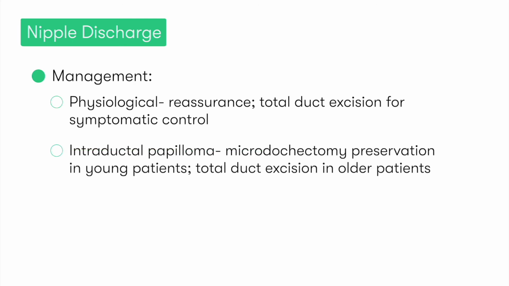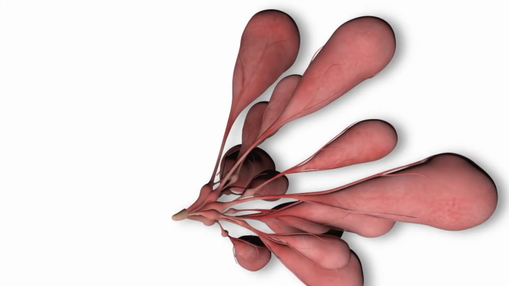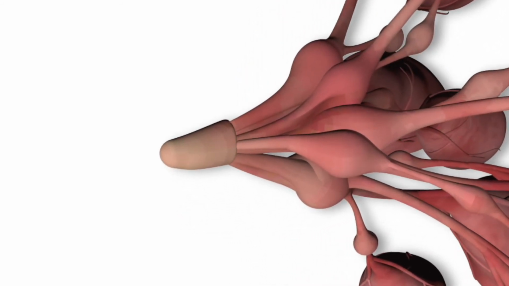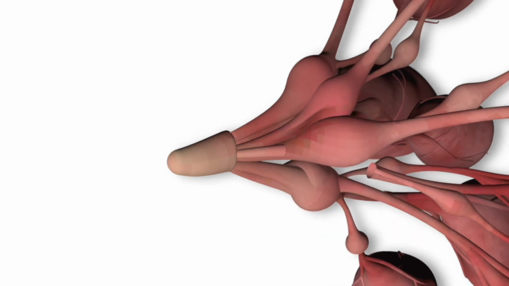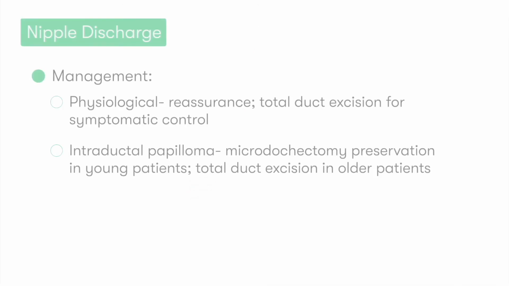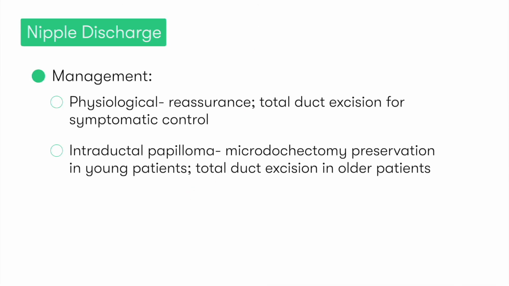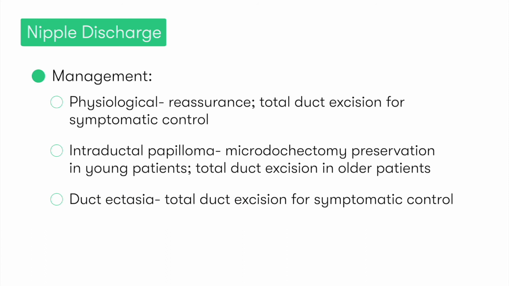In pathological cases, in particular intraductal papillomas, in young patients, we can perform a microductectomy, which involves the surgical excision of the specific lactiferous duct in which there's an abnormality, and this should solve the problem. However, in older patients with intraductal papillomas, who aren't concerned about any future breastfeeding, we may perform a total duct excision, so excision of all of the lactiferous ducts. And in the case of ductectasia, we would also likely choose to perform a total duct excision, and this should allow us to completely resolve the patient's symptoms.